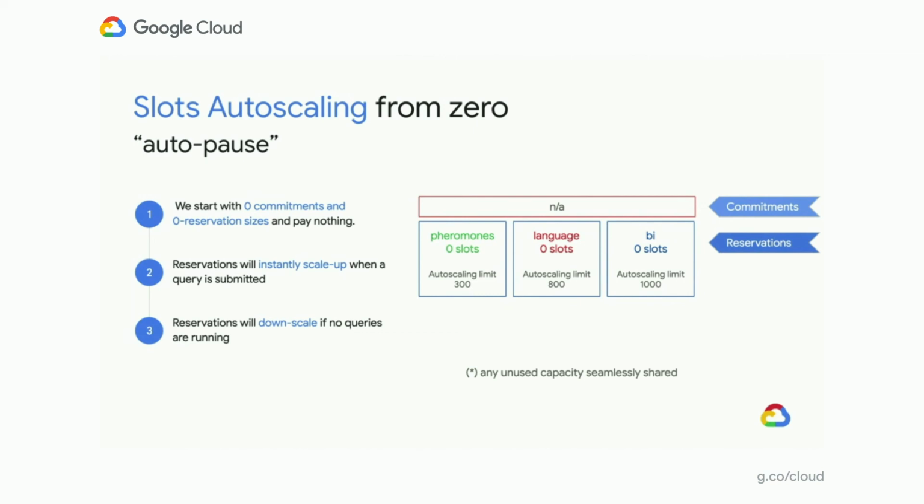And then on the opposite side, whenever your reservation is idle, we will diminish it back to zero. So this is essentially auto pause, auto start. Your BigQuery environment will only operate when you're running queries, and it will shut down when your queries are not running, which will enable you to save a good amount of money.